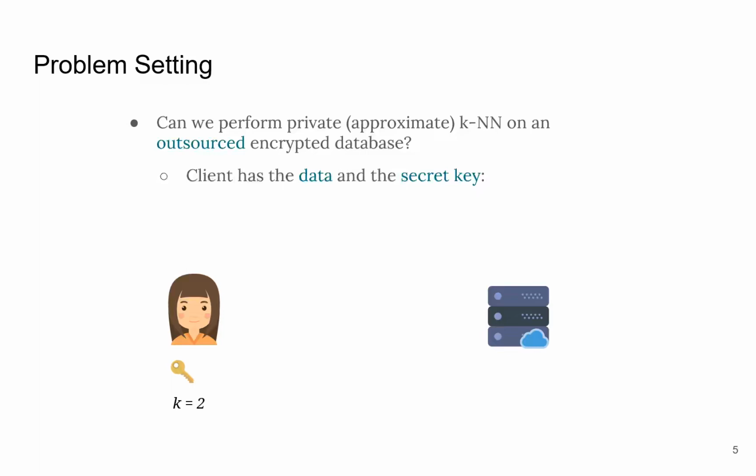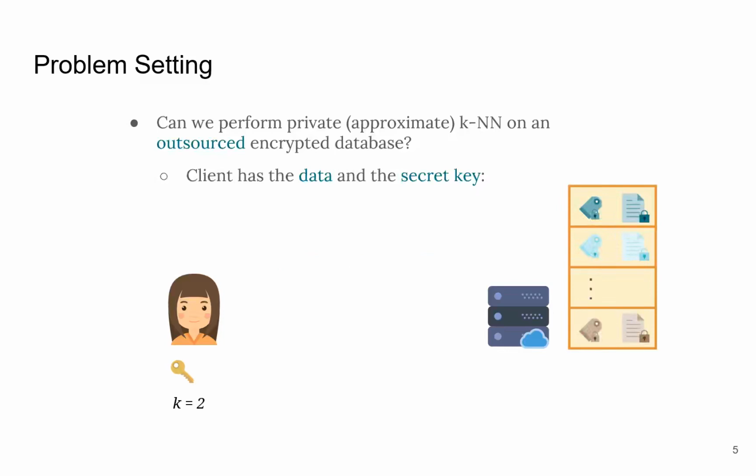In this illustration, the client has a secret key and k equals 2. She will first encrypt her files and tags and send them to the server. During the search stage, she will send the query tag, and the server will find the tag's 2NNs, associated files, and send them back to the client.